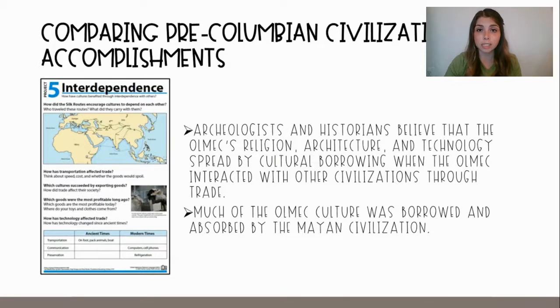Archaeologists and historians believe that the Olmec's religion, architecture, and technology spread by cultural borrowing when the Olmec interacted with other civilizations through trade. So they traded goods and traded ideas. Much of the Olmec culture was borrowed and absorbed by the Mayan civilization later.